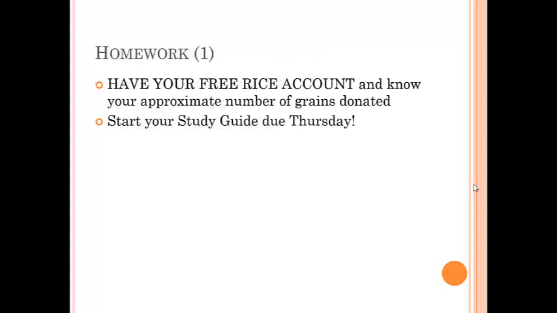And tonight's homework, I think it's really two things, right? The first thing is make sure you have your Free Rice account up and running and know your estimate of how many rice grains. That's what you're going to write down tomorrow in the tracker, right? Your username and the amount of grains you already have. We're going to track this month by month. And the last piece, you have your study guide, go ahead and start your study guide.